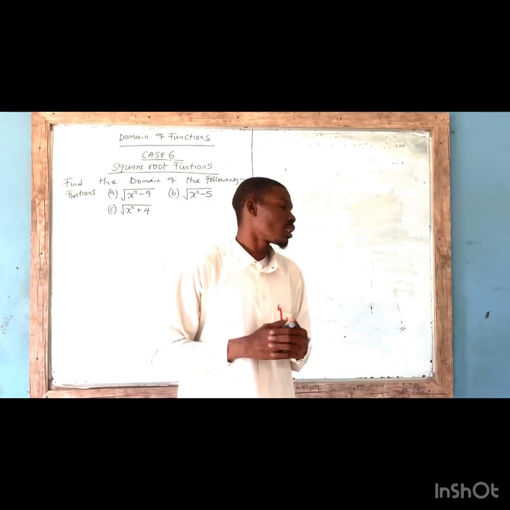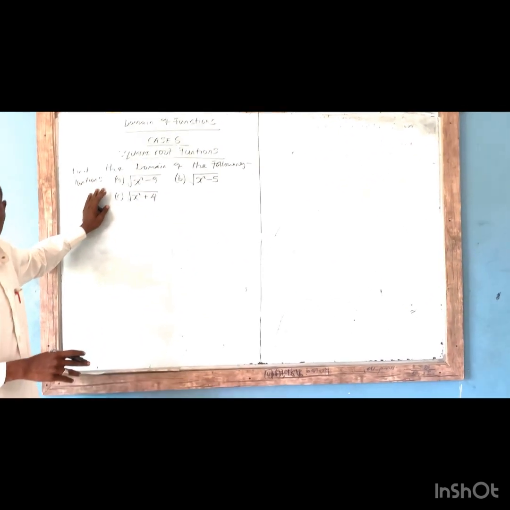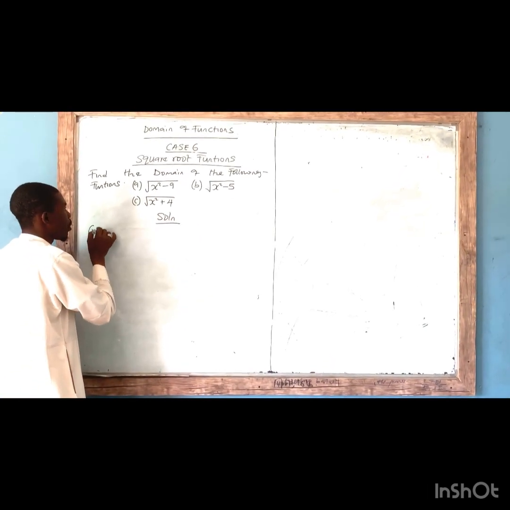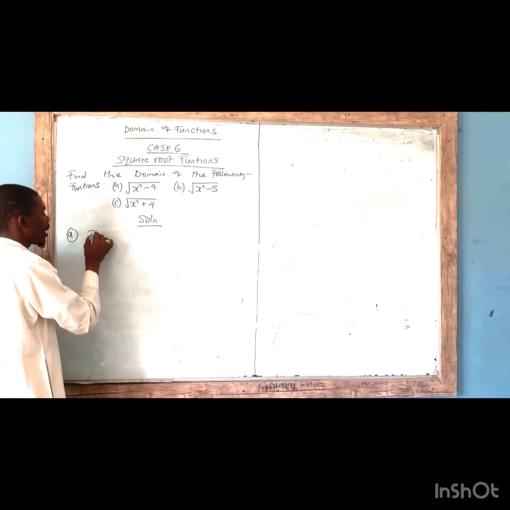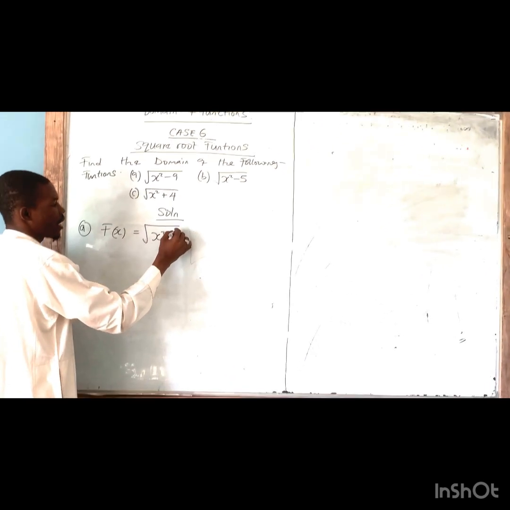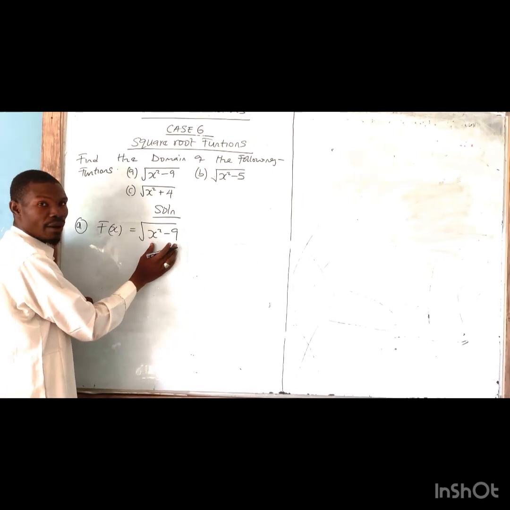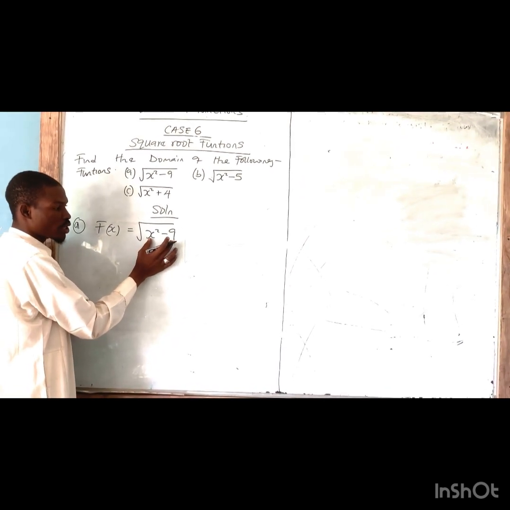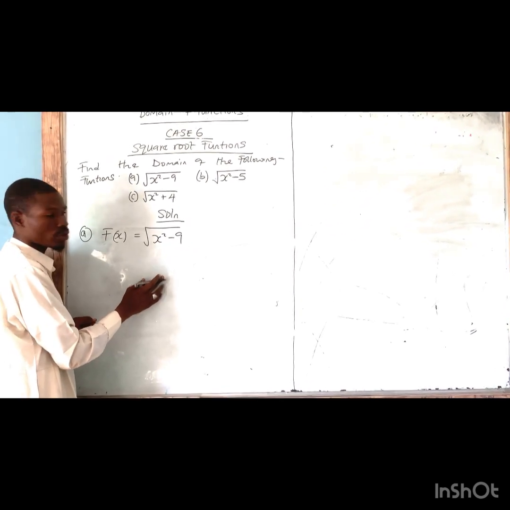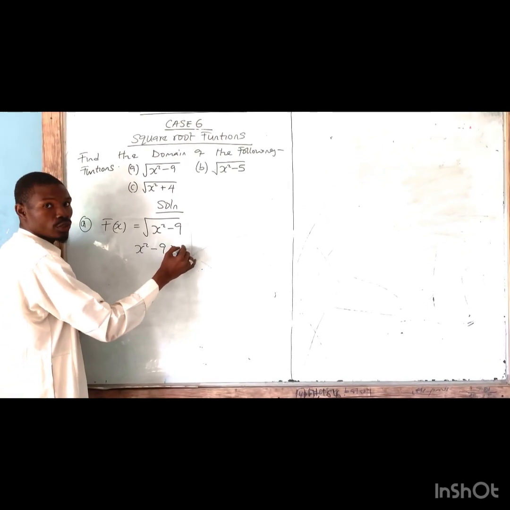So now let's look at the questions on the board. We are asked to find the domain of the following functions. Question number 1, or A, says f of x is equal to square root of x squared minus 9. Remember, our business in square root is that what is inside the square root must be greater than or equal to 0. So you say x squared minus 9 must be greater than or equal to 0.